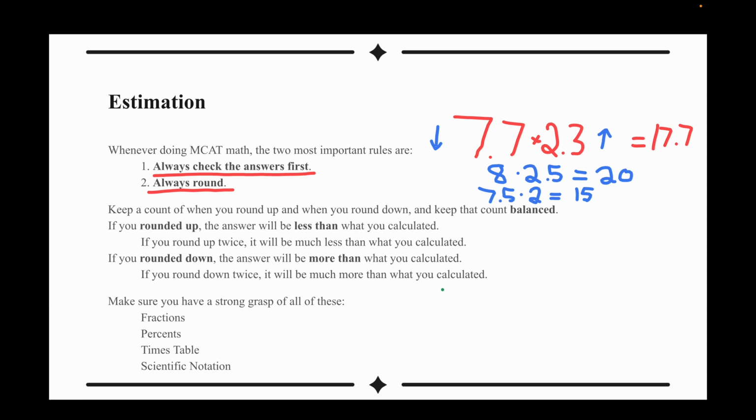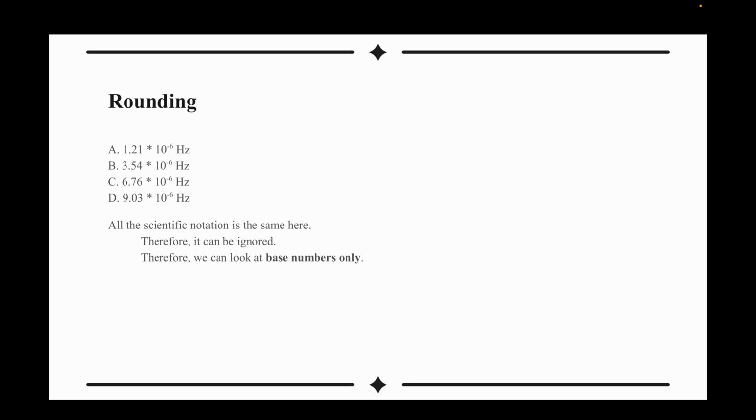So it's important to keep a rough count of when you round down and when you round up, and try to keep those counts balanced. Or try to round as minimally as possible, but remember to always make your math as easy as possible too. This will come with practice. Estimation and math in general get a lot easier if you have a strong grasp on the fundamentals: fractions, percents, your times table, and scientific notation too. If you don't already have a strong grasp on all of these fundamentals, I highly encourage you to watch our lessons on these.